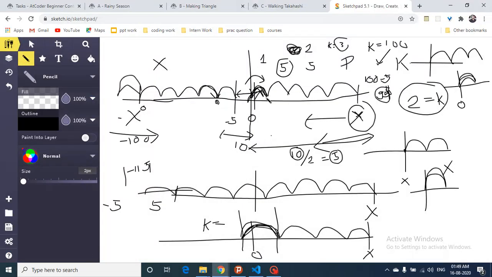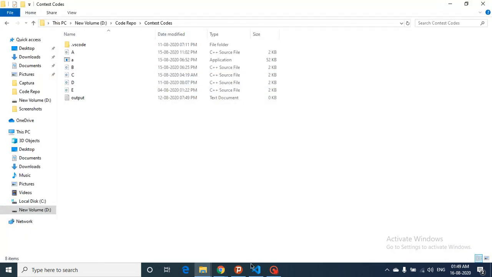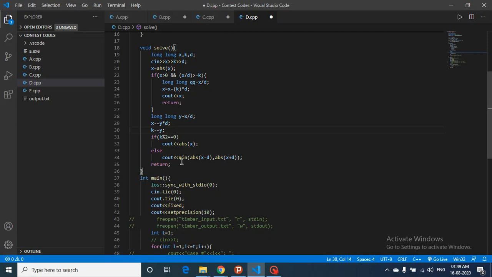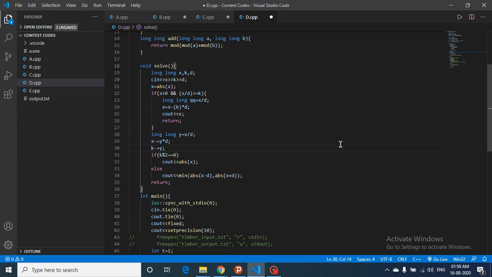So let's assume that I am at this position which is closest to 0. After doing all the remaining hops, I can go like this or I can go like this. You have to check which is closest. So that's the whole trick. You can check which is the closest and then output the minimum among these. I hope you understand all the 3 questions.